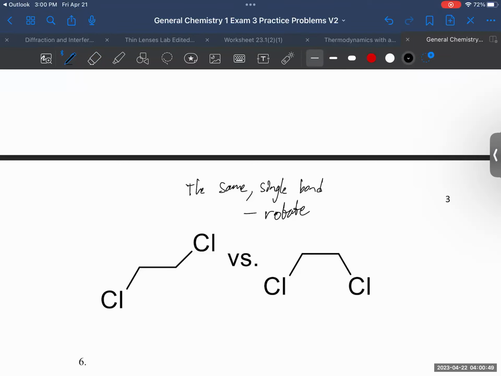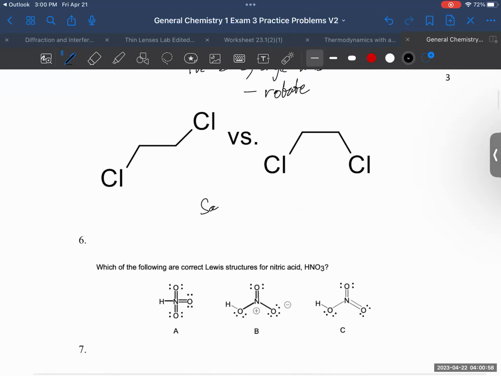So anyway, they're the same. The single bond can rotate, so sometimes it can be this, sometimes it can be that. So they both have the same polarity.